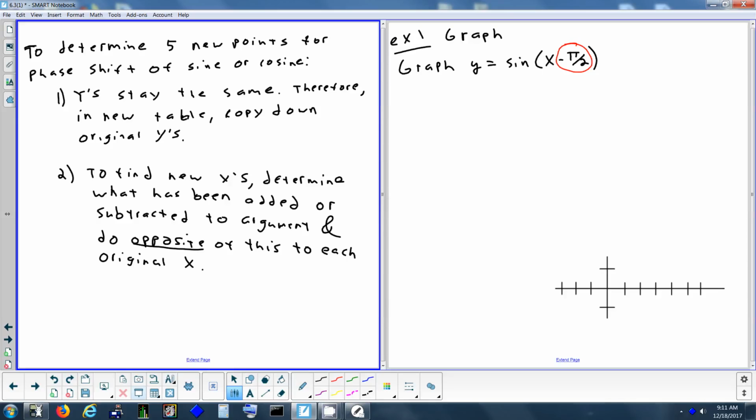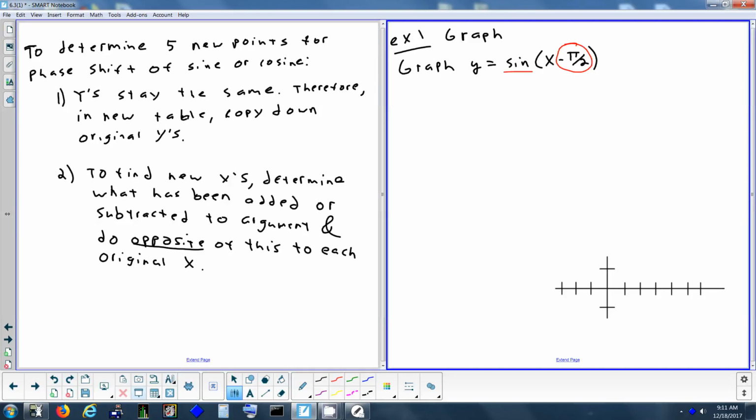All right, so first thing, y's stay the same. So I'm going to look at my table for sine, and I'm going to copy down the y values. Can somebody remind me, what are my y values for sine? And when I say y values, I mean the first 5 y values for the first positive cycle. Yep, 0, 1, 0, negative 1, 0. Okay, so there's our y values.